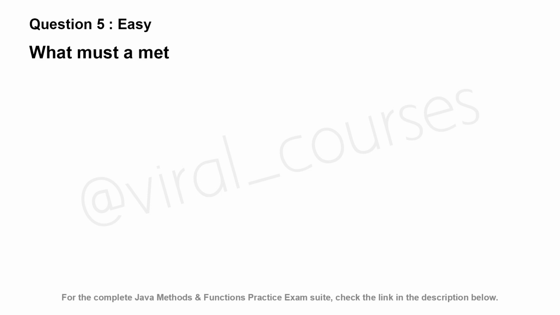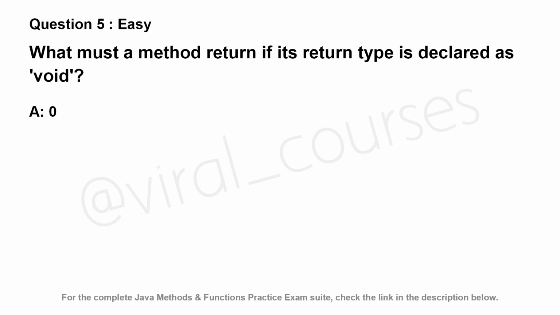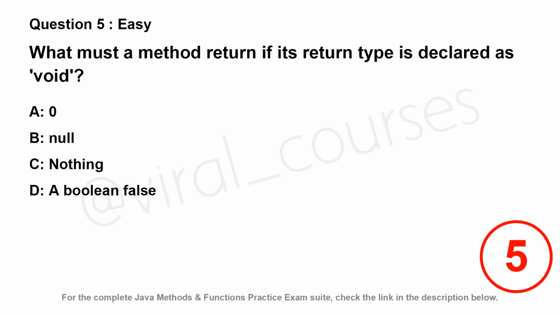What must a method return if its return type is declared as void? Option A, 0. Option B, null. Option C, nothing. Option D, a Boolean false.